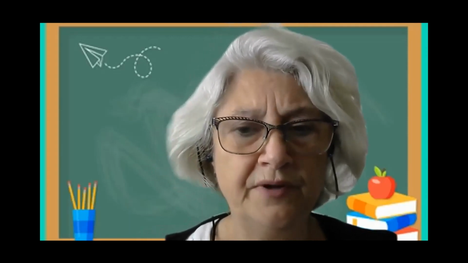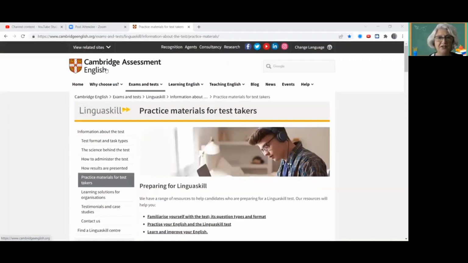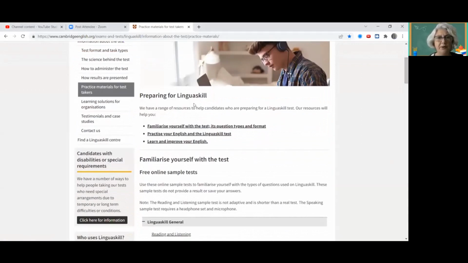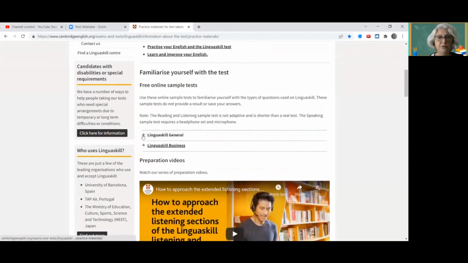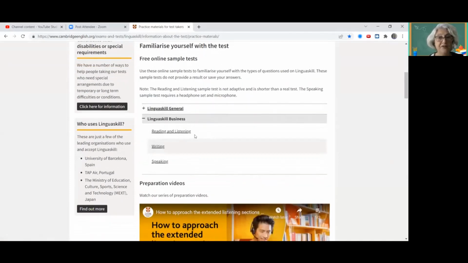Now I'm going to share my screen with you here. And you can see that I'm on the Cambridge Assessment English site. And this is information on preparing for the Linguaskill. You'll notice here they have two different tests, the general or the business one. When you click on Linguaskill General, you'll notice that they have the reading and listening, the writing and the speaking. And same thing for the business, the reading and listening, the writing and the speaking.